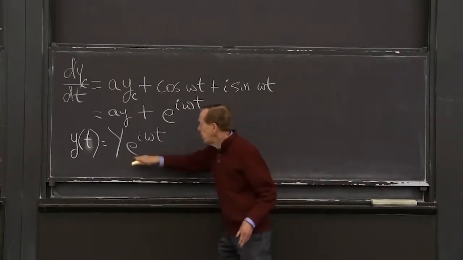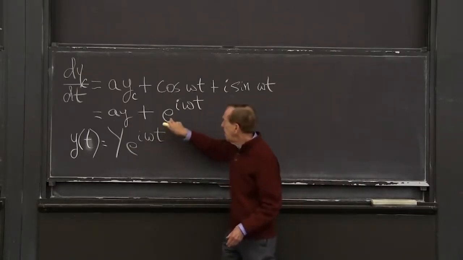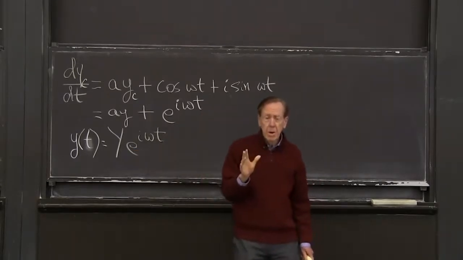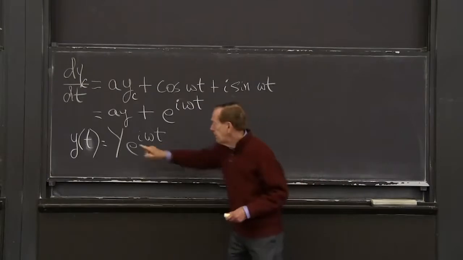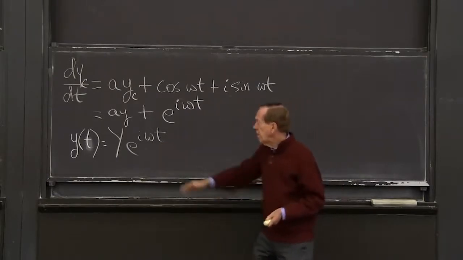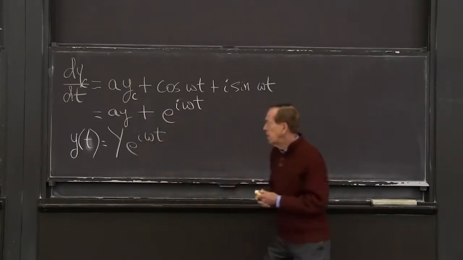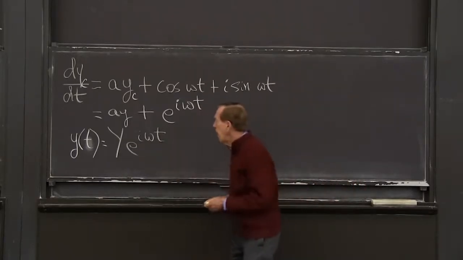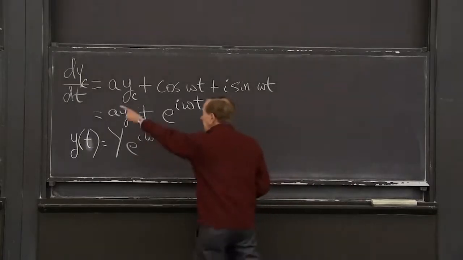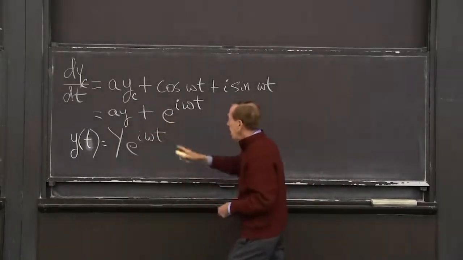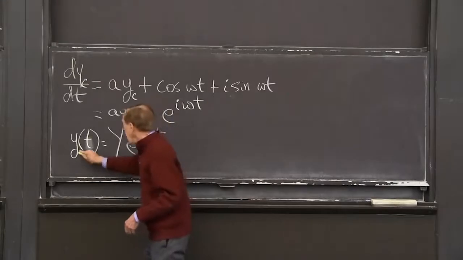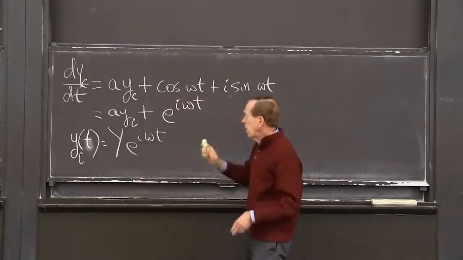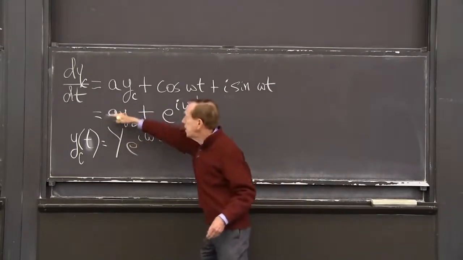So I look for a solution of this with that same e to the i omega t, and it's got some factor, capital Y, that we have to find. And we find that by substituting this into the equation, and then we learn what this capital Y is. So let me put that in. The derivative, the left side, is, so this is still going to be our complex solution. It's still complex. So I put this into the equation.